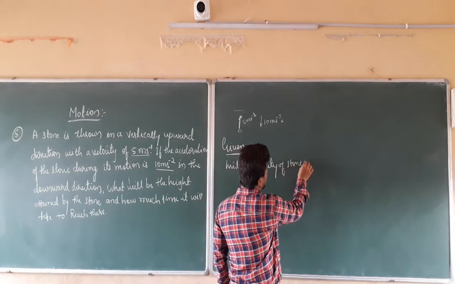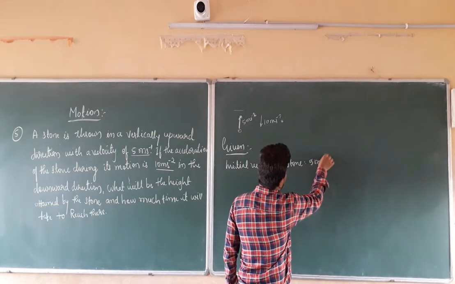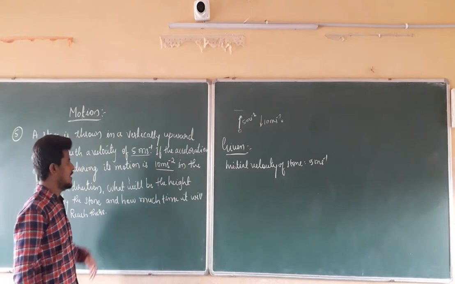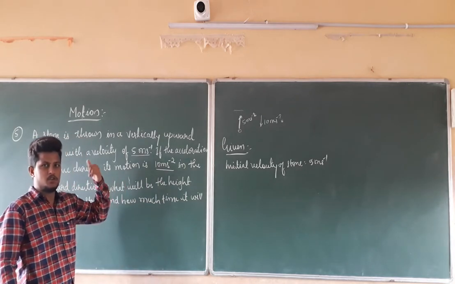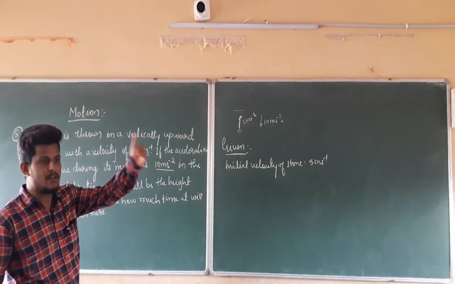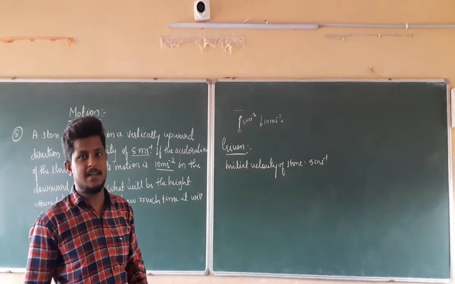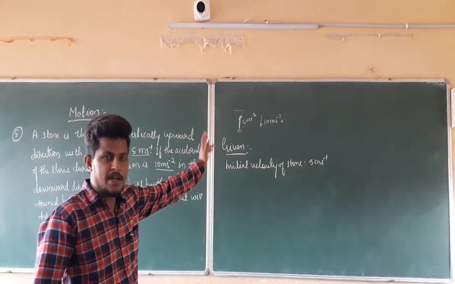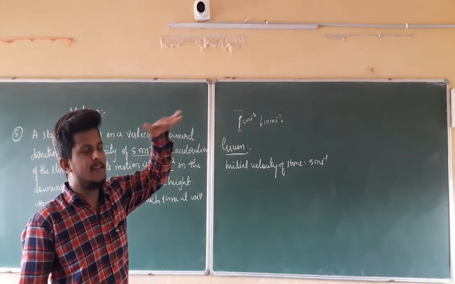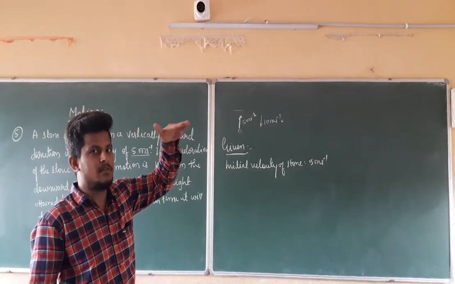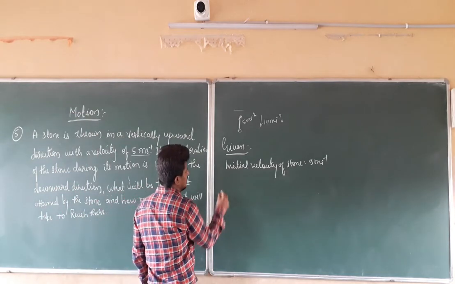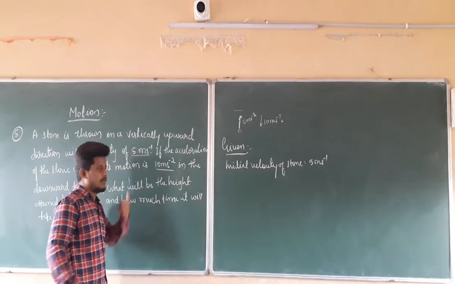Initial velocity of the stone is nothing but 5 meter per second. Why have we taken the initial velocity? After attaining some height, it is going to stop there. That will be the final velocity. If it is stopping there, the final velocity of that object after attaining that height, before it falls down, will be what? It will be 0.